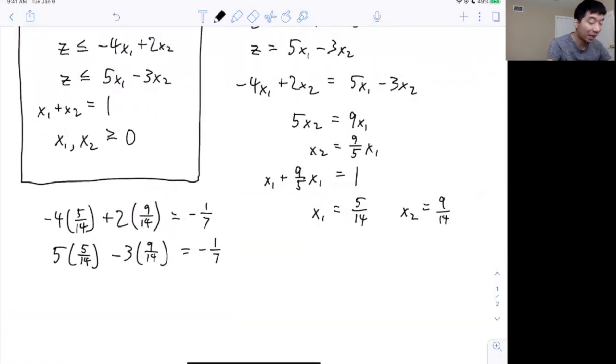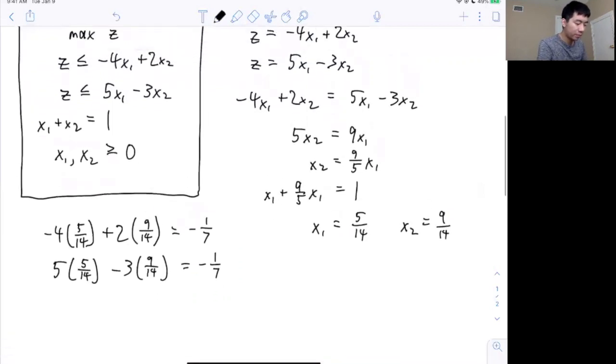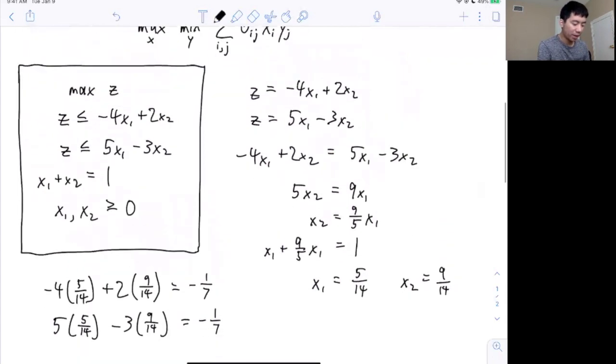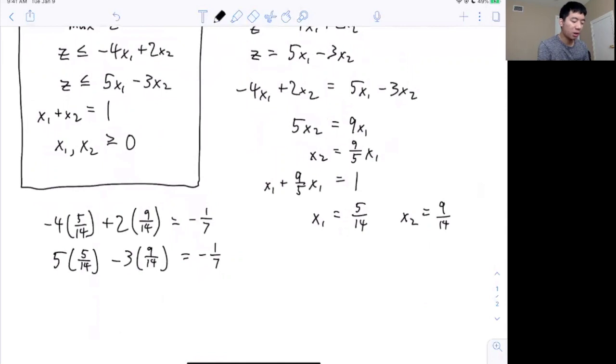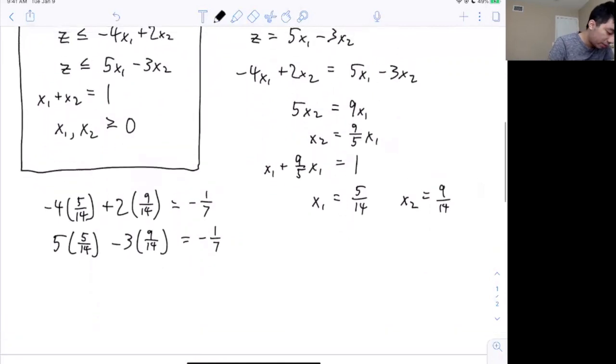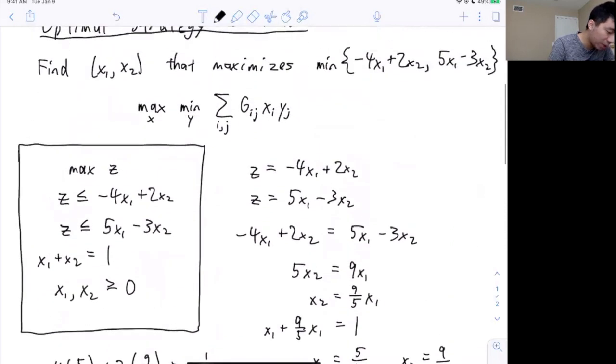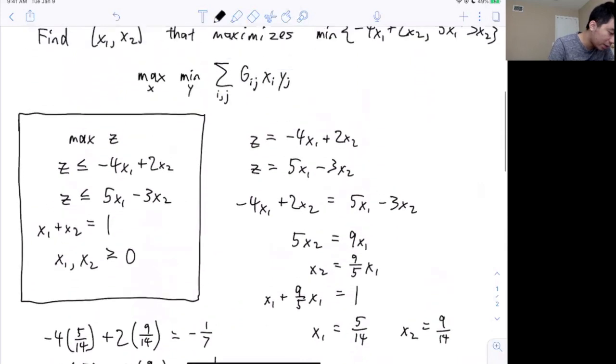Even though this value is negative, meaning this game is slightly in favor of the column player, this is the maximum that the row player can do. It's the way that the row player can take the least loss. So we've figured out what the optimal strategy for the row player is, and we figured out the value. Now let's try to do the same for the column player.